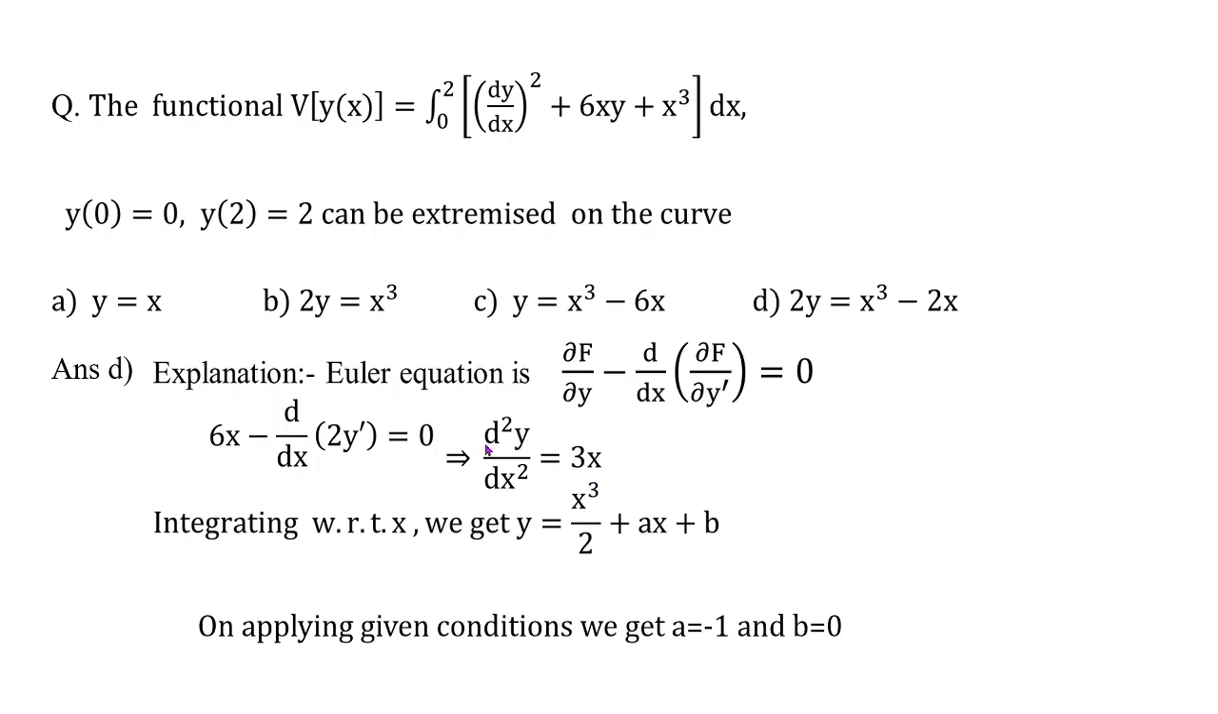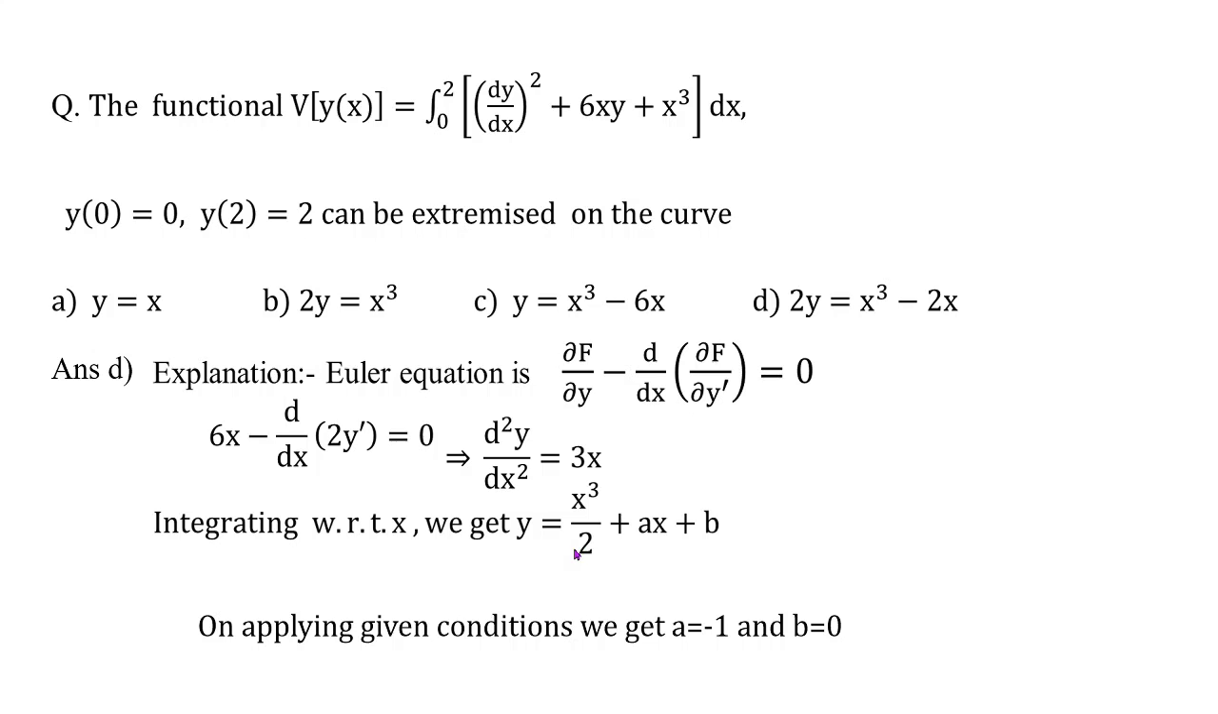You will have again an expression of the form d2y by dx square equal to a function of x completely. So just by integrating twice you will get the solution, that is y equal to x cube plus 2 plus ax plus b. Again, as this contains arbitrary constants and conditions are given, make use of the given conditions and find the values of the arbitrary constants. That gives a equal to minus 1 and b equal to 0. When we put these values, we get y equal to x cube by 2 minus x.